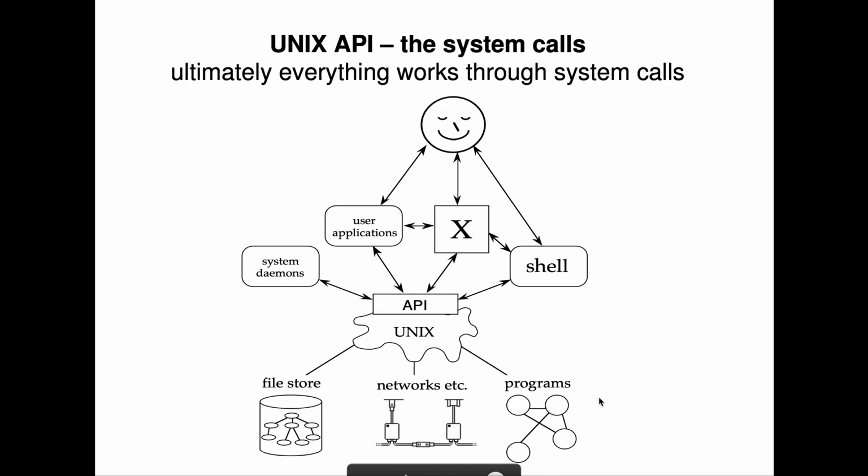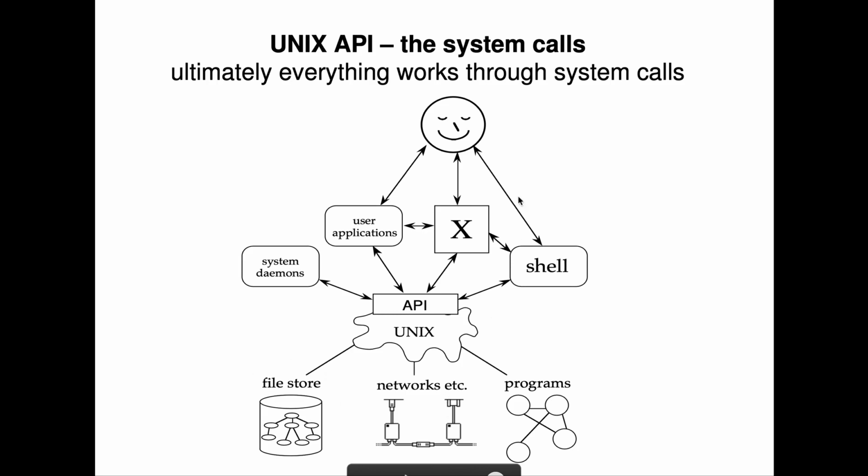Now let's see this chart. Unix here is the operating system, and it has a box, and this box is called the API. It means application programming interface. Every other program must communicate with the OS via the API in order to do any and every other task.